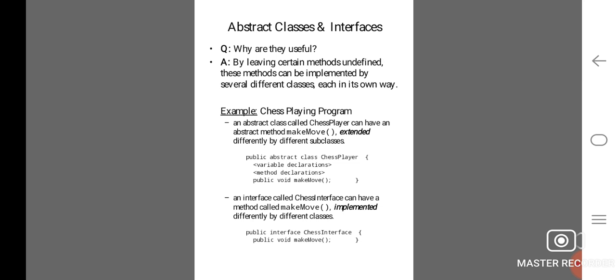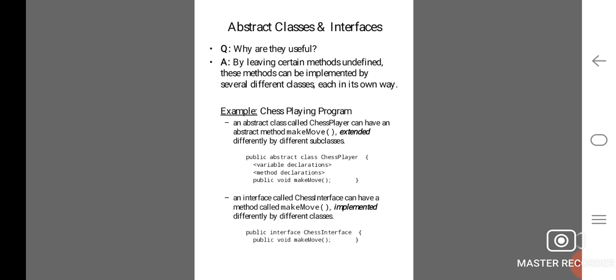Question: why are they useful? The answer is, by leaving certain methods undefined, these methods can be implemented by several different classes, each in its own way. Example: in a chess playing program, an abstract class called ChessPlayer can have an abstract method makeMove extended differently by different subclasses.